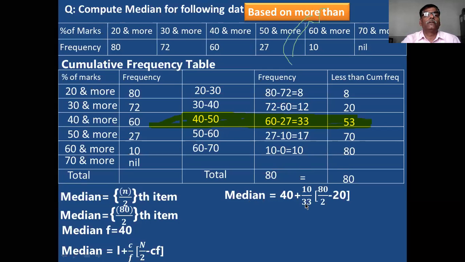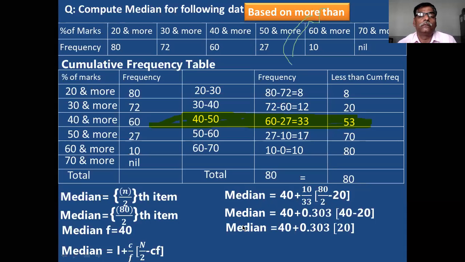Divided by f. F is frequency. Frequency of this class is 33. This 33 you have to take. And 80 divided by 2 minus CF. CF means cumulative column. Here 20. This 20 you have to take. The next step, 40 plus 10 divided by 33 means 0.303. In the bracket, 80 by 2 means 40 minus 20. Next, 40 plus 0.303 into 20.